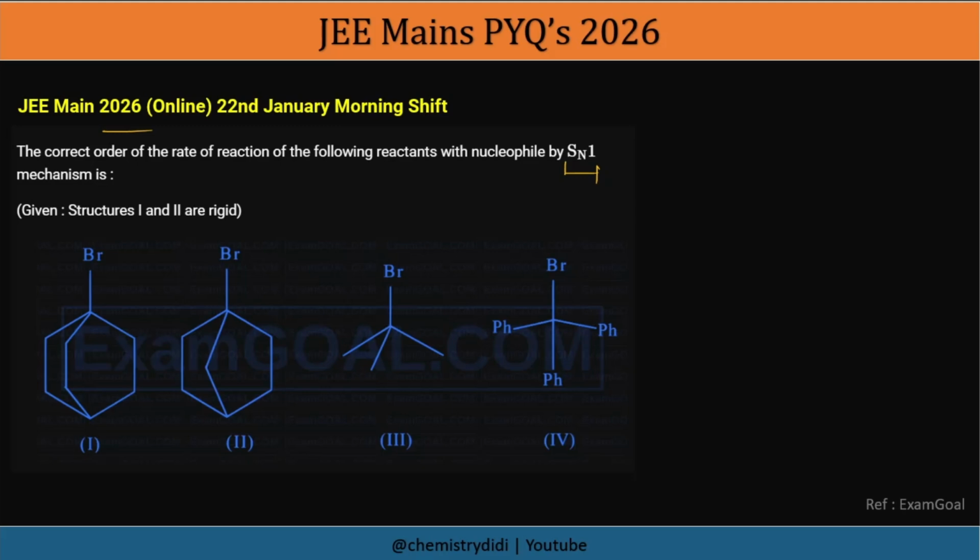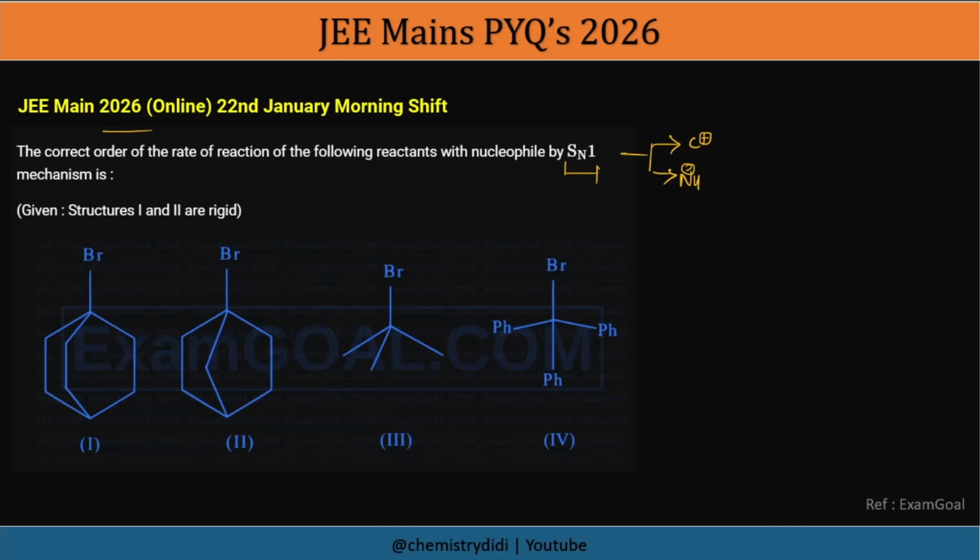That's how we just need to make a carbocation and then compare which carbocation is more stable. So here they are asking indirectly the order of stability of carbocation. In SN1 it is a two-step reaction. First it will form a carbocation and then nucleophile attack takes place, right? So we just need to see the stability of the carbocation in this particular question.